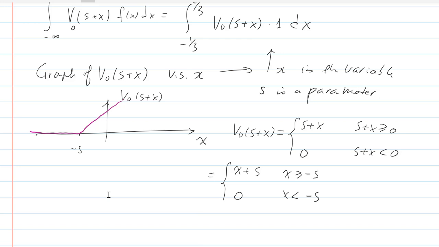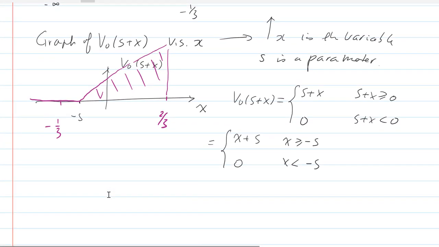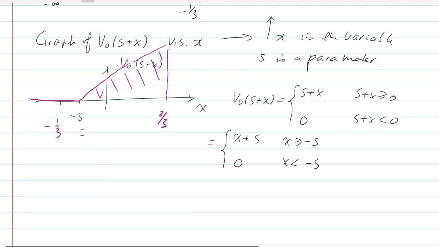Now we want to integrate this function between, say, negative 1/3 and 2/3. That means we are trying to find this area. We are going to try to find this area over here. Right? That's the meaning of this definite integral. But if you look at it, this graph over here isn't really typical because we don't know where this negative s is. This parameter s can change, right?